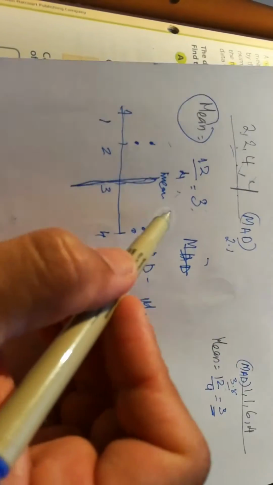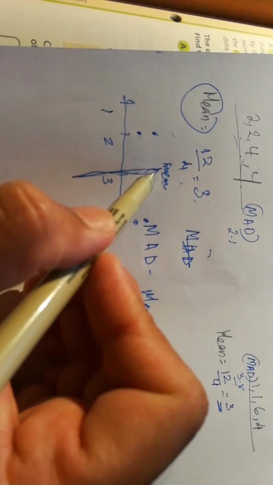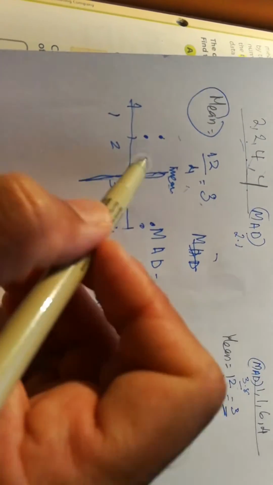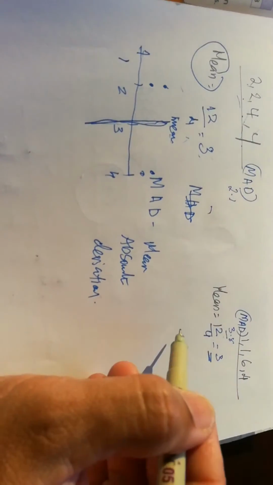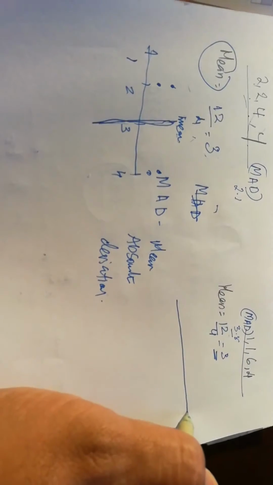So what does this indicate, or what does mean? Mean is basically the center point of these data sets. Okay, that's what it does. Let us plot this on a number line. These data sets on a number line.